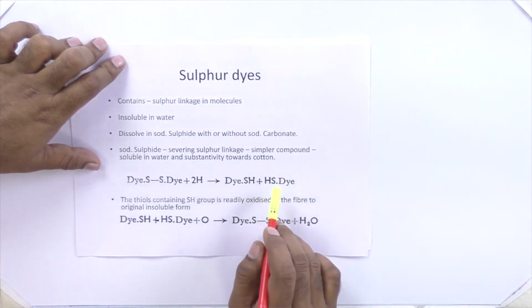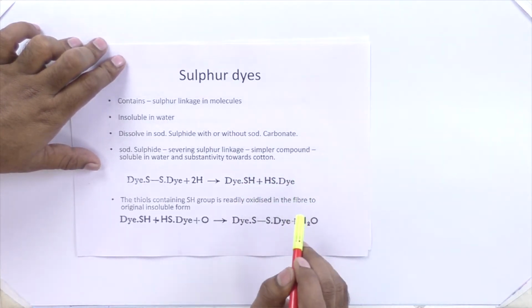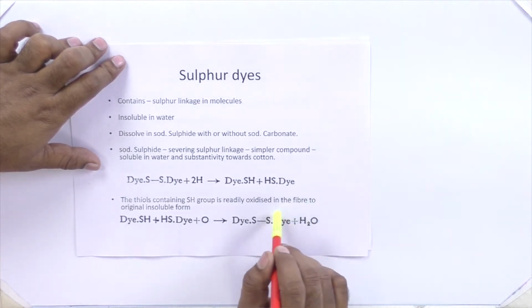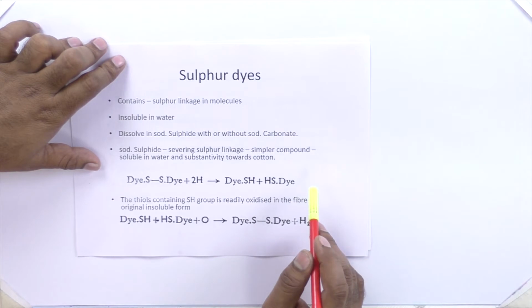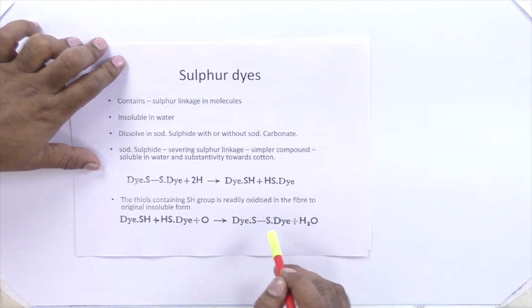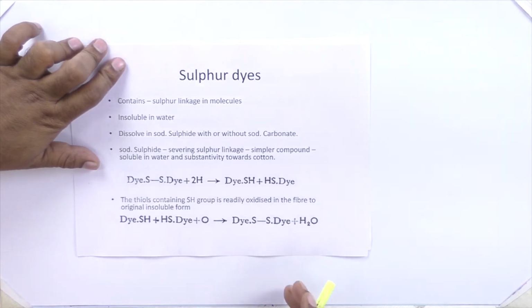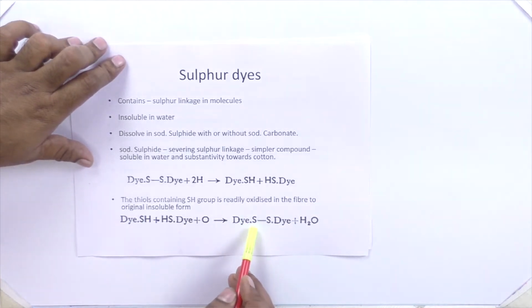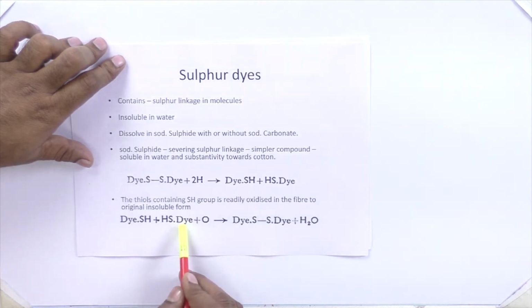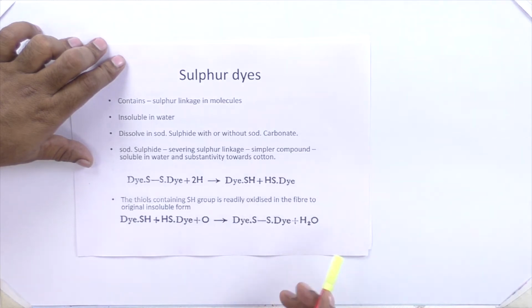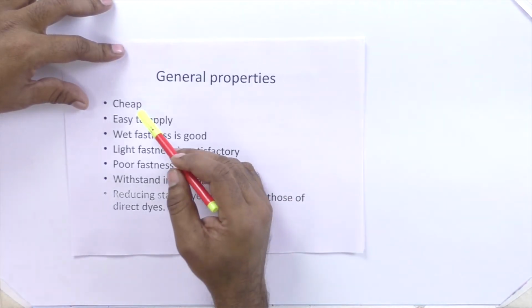So after reducing, we can dye the cotton fabric. After dyeing, again you have to convert the reduced sulfur dye into insoluble form by the oxidation method. It is similar to vat dyes. So this is the step to convert the reduced sulfur dye into insoluble form by the oxidation method. General properties of sulfur dyes.